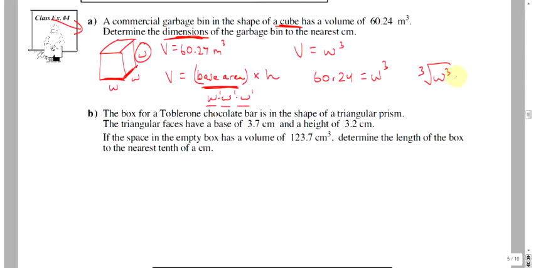W, right? Remember, the bottom part is the radical part. The top part is the exponent part. What's 3 divided by 3? W to the 1, or just W. Whatever you do to one side, you have to do to the other side. Okay? What's the cubed root of 60.24?